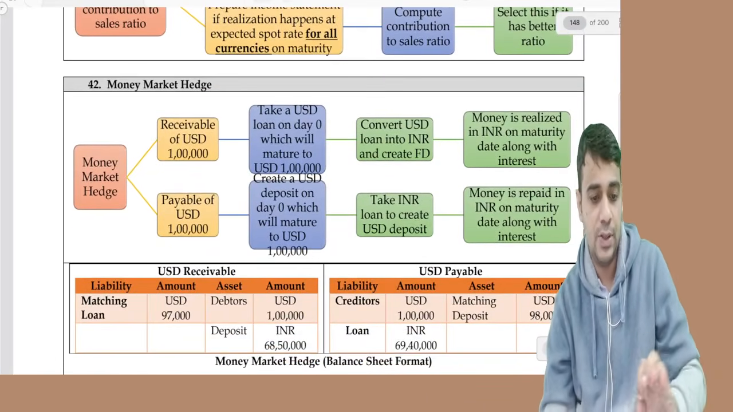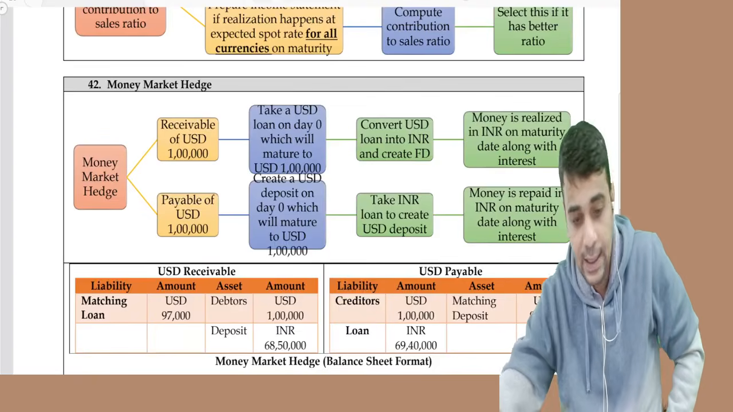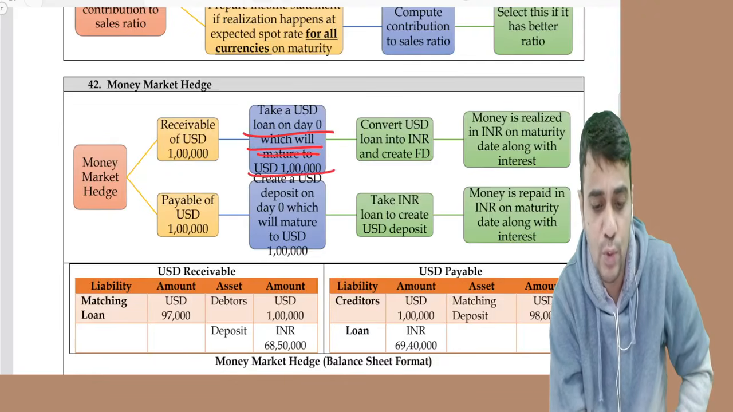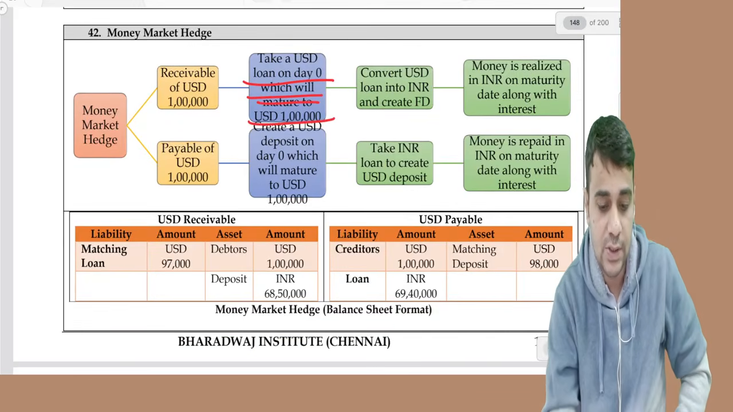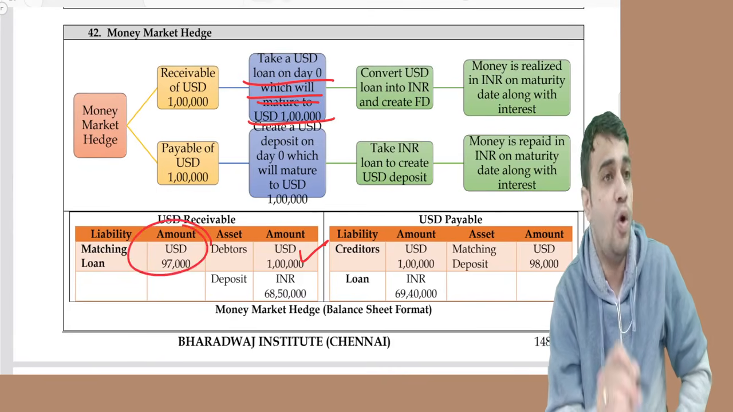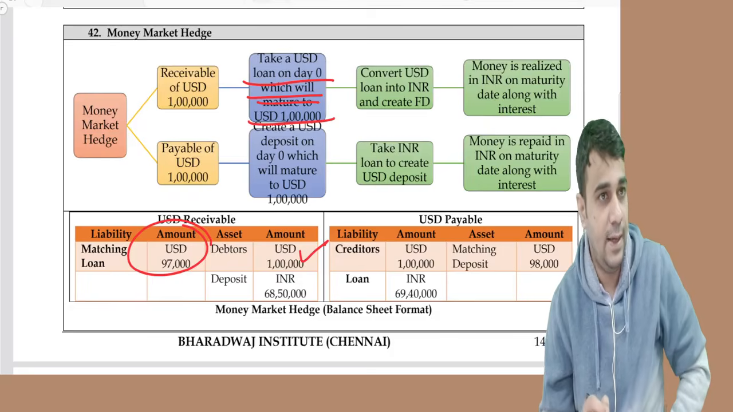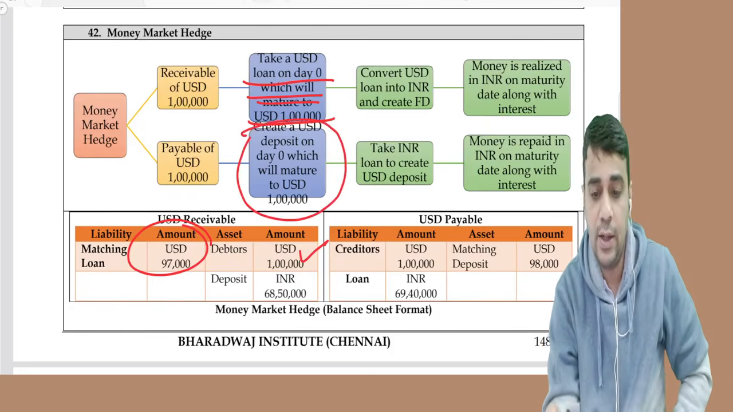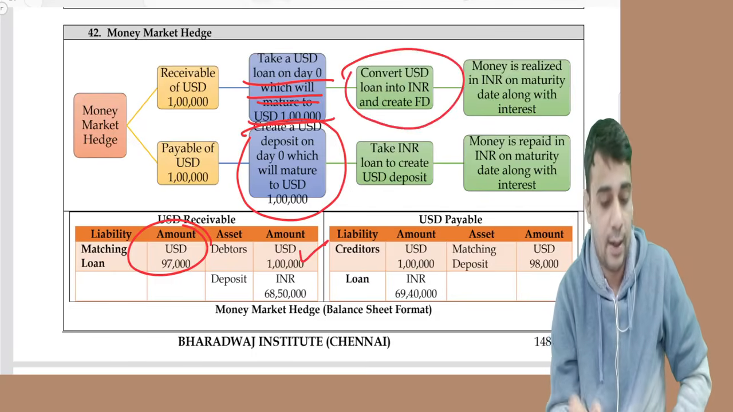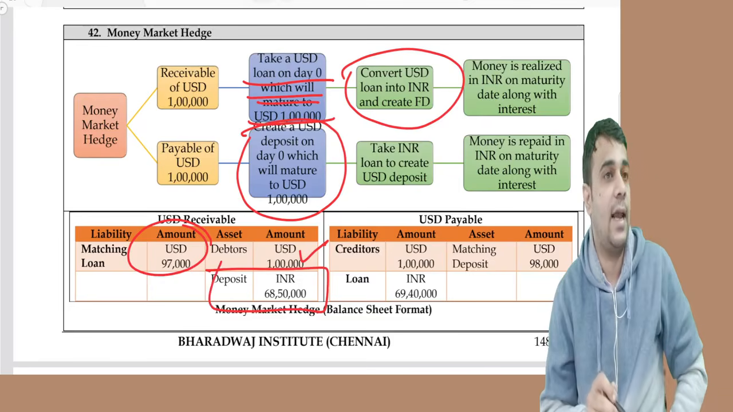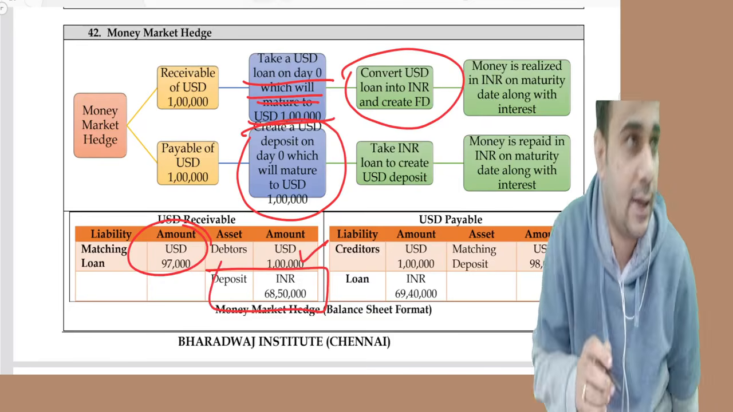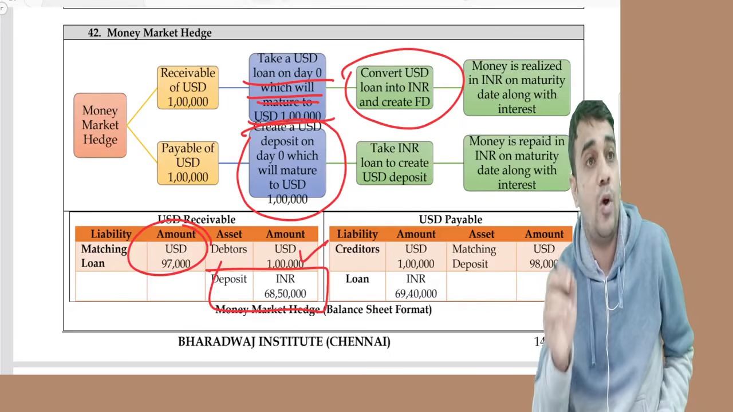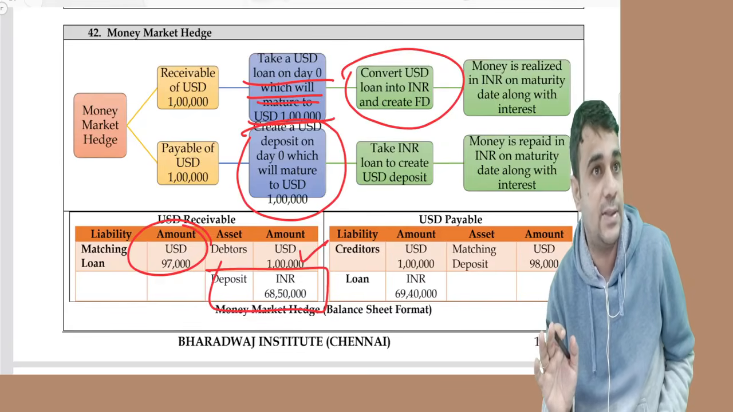Money market hedge, receivable of USD 1 lakh. Take a USD loan on day 0, which will mature to USD 1 lakh, which is here the debtor 1 lakh. Loan 97,000, just for imaginary sake. Convert the USD loan into INR. Deposit INR 68 lakh 50 and create an FD. Money is realized in INR on maturity along with interest.